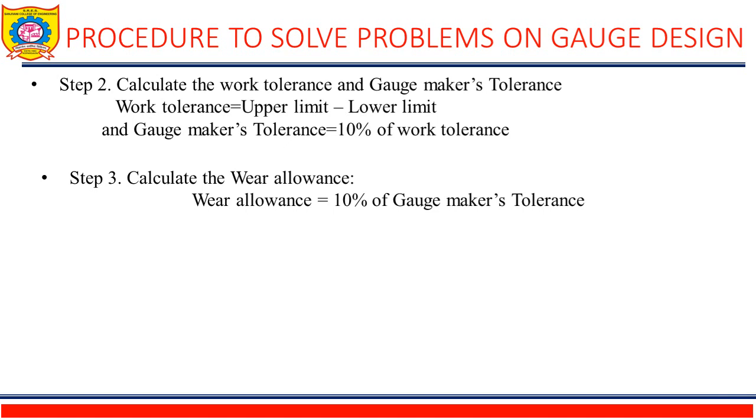So as per the British standards, wear allowance is applied when the work tolerance is greater than 0.09 mm, and when the work tolerance is small, then there is no addition of wear allowance. So wear allowance is equal to 10% of gauge maker's tolerance.